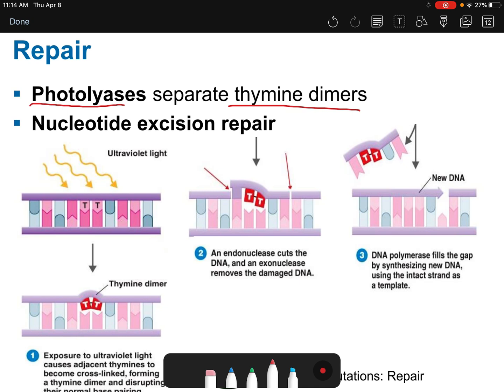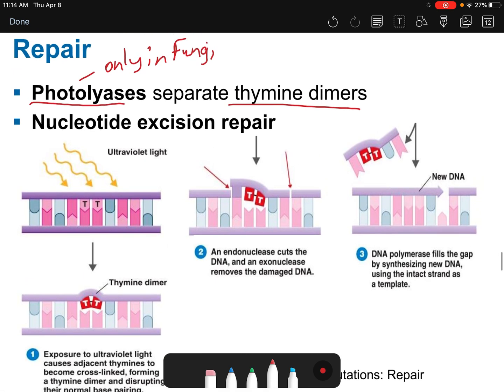Now, photolyases can repair thymine dimers. The problem is photolyases are only in some types of fungi, okay? So we don't have photolyases. If we did, it probably wouldn't be as much of an issue for us to lay out in the sun, because if we did have damage to our DNA, the photolyases would help repair that.